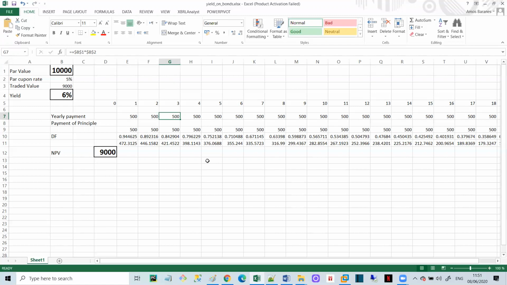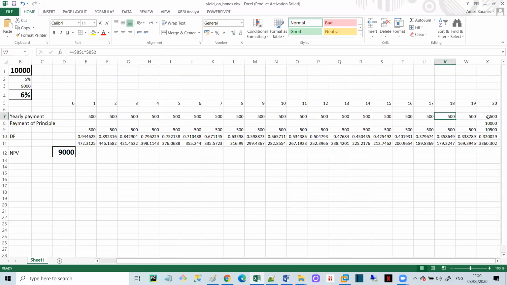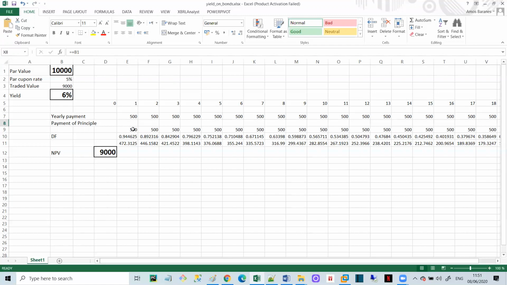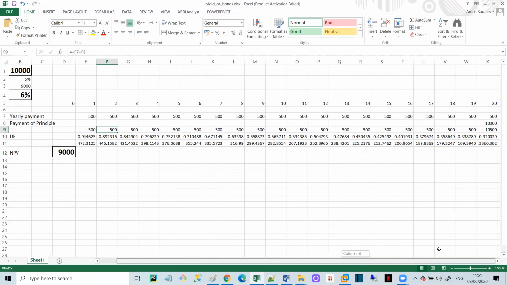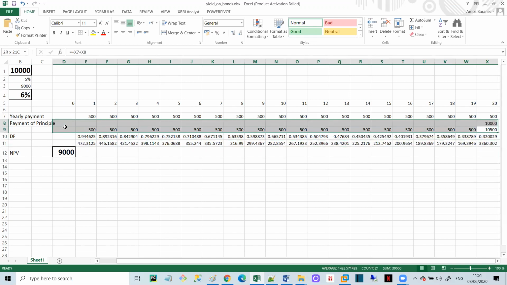When you're issuing the bond, every year you get the coupon rate times the par value. In the last period, you will get the 500 plus the principal. Pay attention, you're getting the 10,000 in the last period. So if I look at the cash flow from this bond, it's 500 every year, and in the last period, I'm getting 10,500. It's the principal plus the 500, okay?